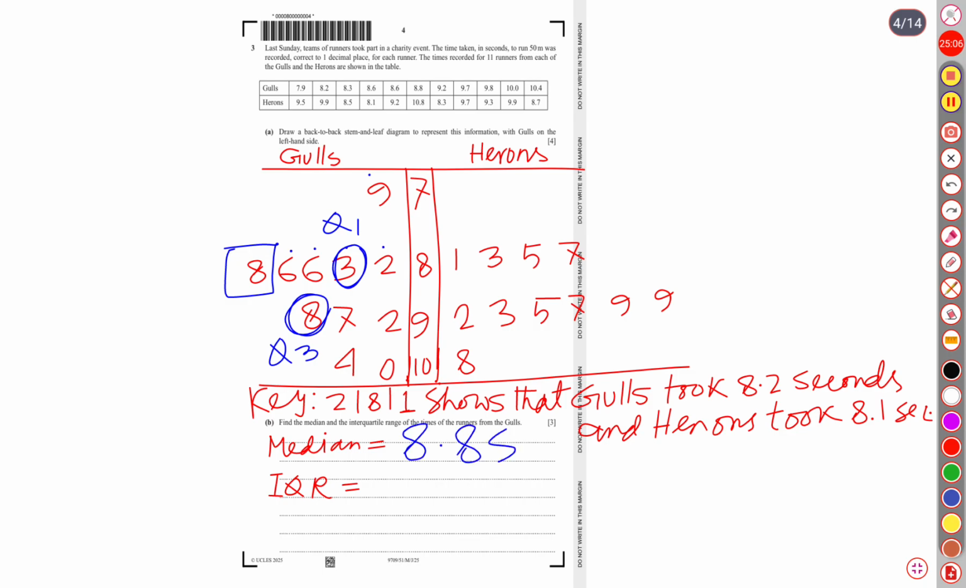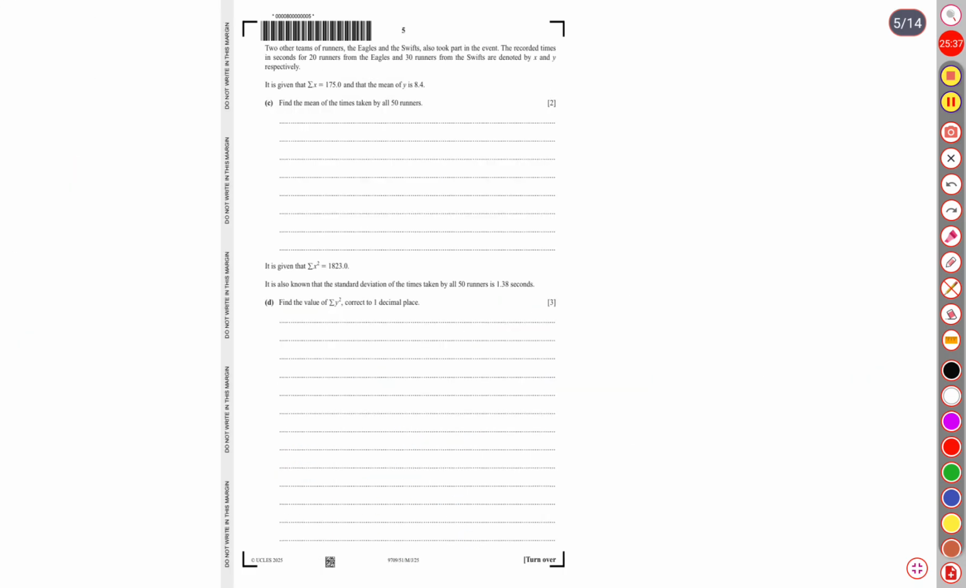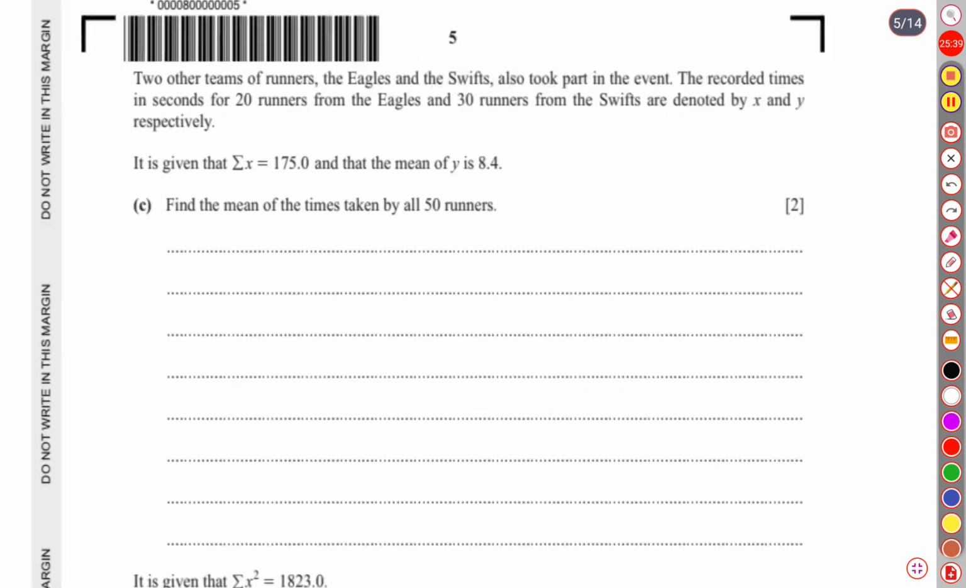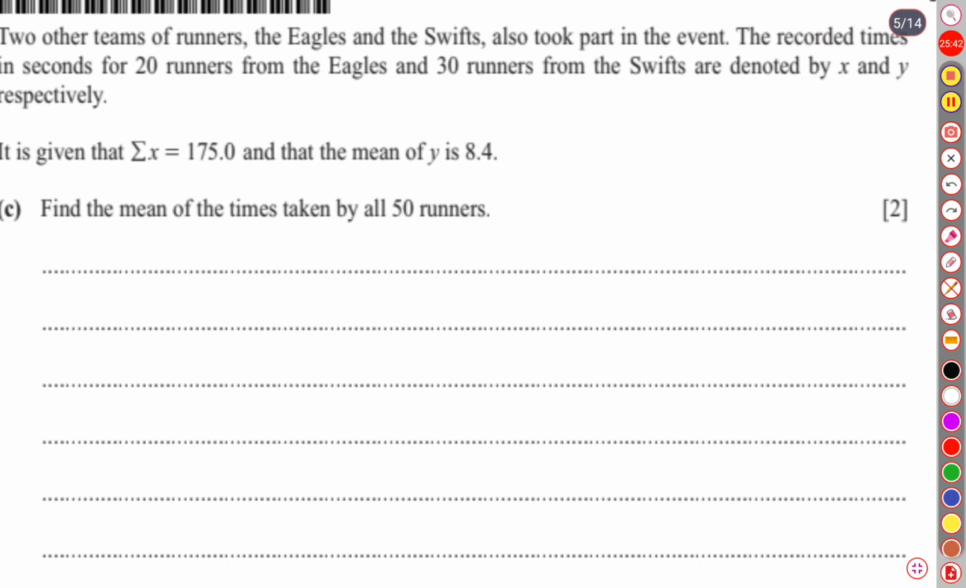8.8 seconds. And IQR, that means upper quartile minus lower quartile. Upper quartile is 9.8 minus our lower quartile, 8.3 seconds. So it is going to be 1.5 seconds. So that is the answer to question number 3. Let's move on to question number 4. Oh no, this is not question number 4. This is the next part of question number 3.